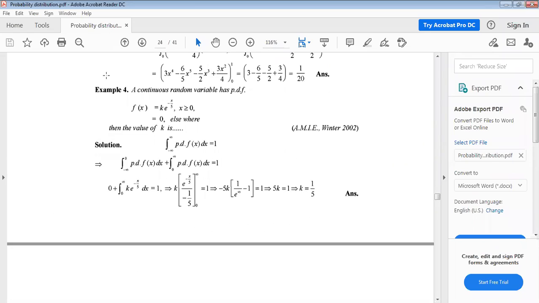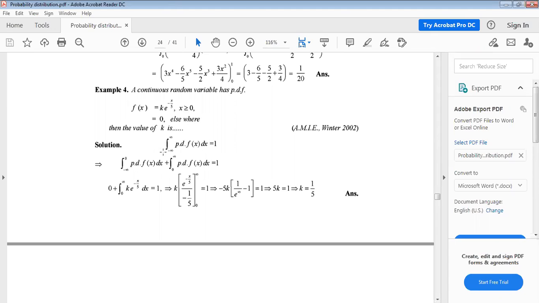Now another example for a continuous variable. A continuous random variable has probability density function, PDF is what, actually, probability density function. f(x) equals k times e to the power minus x by 5 for x greater than or equal to 0, and this f(x) will be 0 otherwise. Otherwise means what? For negative values of x. Then the value of k is what? We have to find out the value of k.